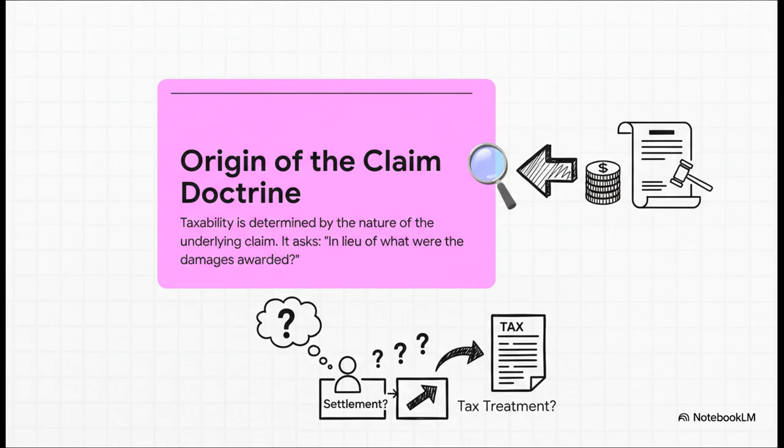Now, the Origin of the Claim Doctrine sounds complicated, but it's pretty simple in theory and incredibly powerful in practice. It basically forces us to put on our detective hats and look through the settlement payment to the original legal claim that started it all. We have to ask that one simple question: what is this money replacing? And the answer to that question is what dictates the tax treatment, not the piece of paper from the IRS.